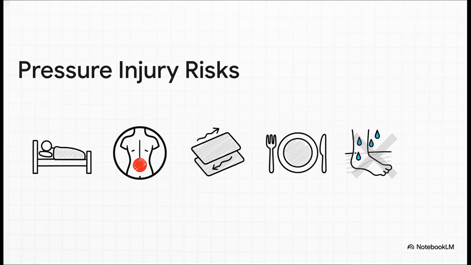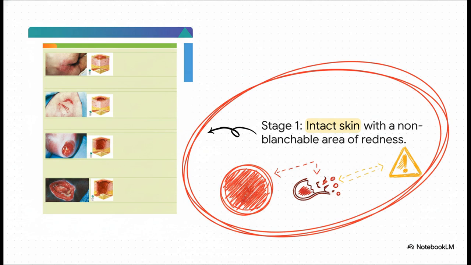And this is a huge one: decreased sensory perception. If a patient can't feel the pain that's telling them, hey, you need to move, they're at an incredibly high risk. Let's walk through the stages. Stage 1 is your big flashing warning sign.